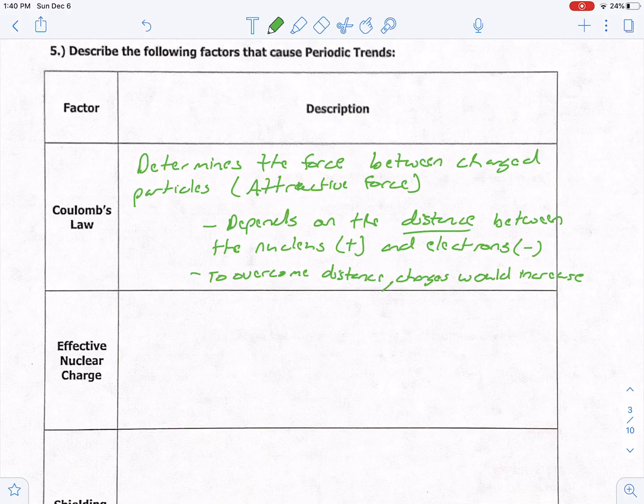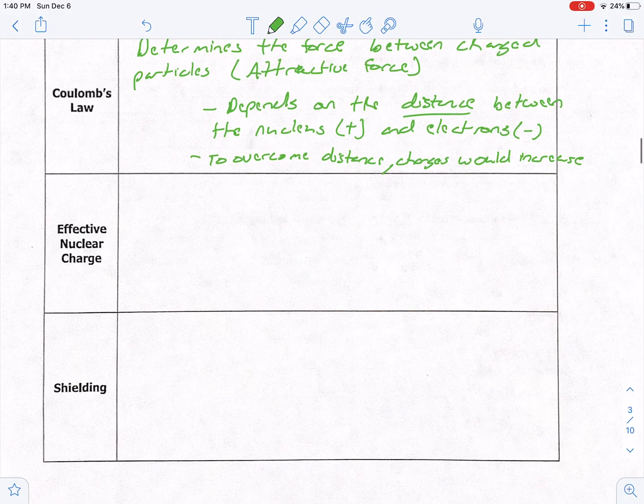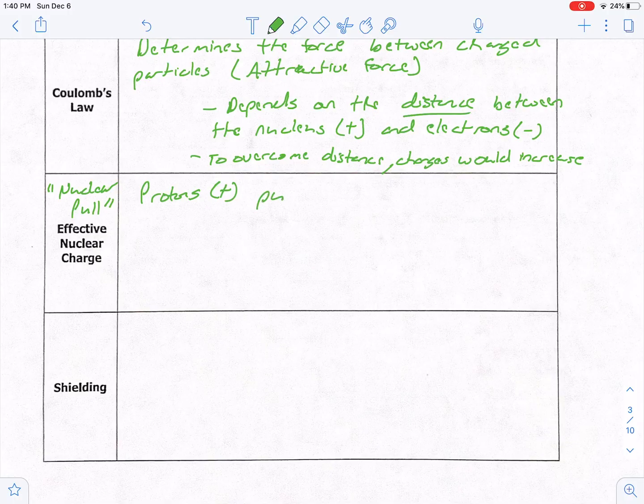Which takes us into our next one. So effective nuclear charge is just simply nuclear pull. Okay, you have the nucleus, which has protons in it. So protons are going to have a positive charge. Basically pull on the outer electrons. So pull on the electrons, which have a negative charge.